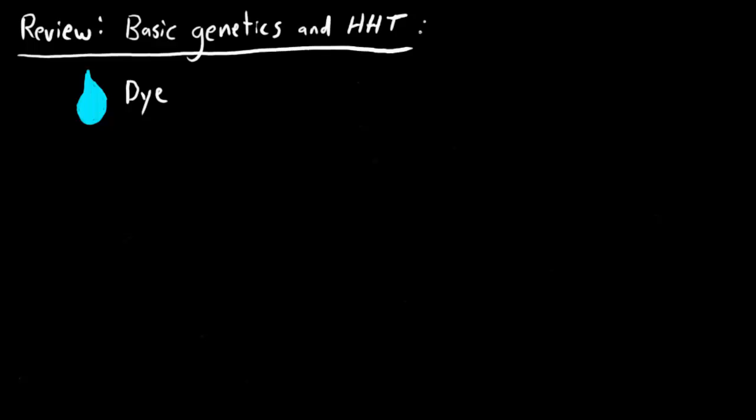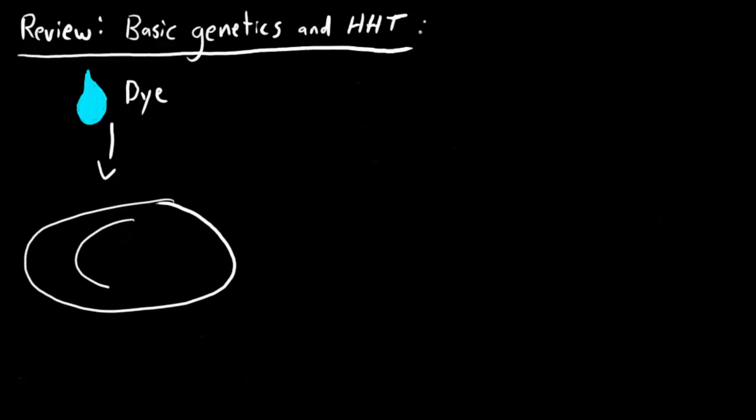In this video, I'm going to review some of the basic genetics concepts that I brought up in lecture in the context of Hereditary Hemorrhagic Telangiectasia, or HHT. Oftentimes, in order to see a cell underneath a microscope, we have to apply some sort of dye to it. And in the early days of cell study, people were applying all sorts of different dyes to cells just to see what would show up.